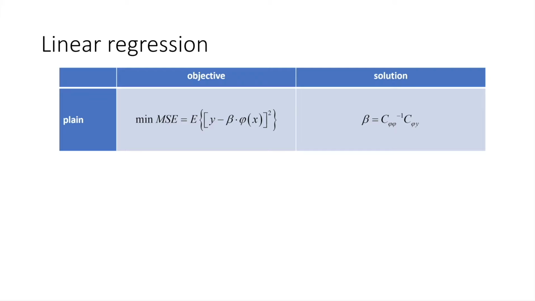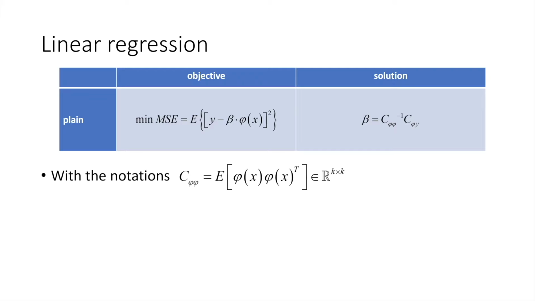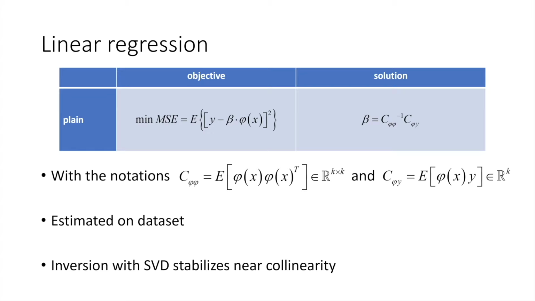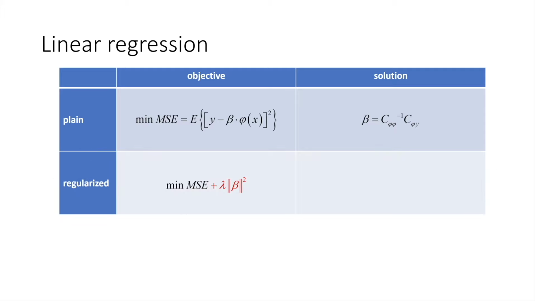Beta is the inverse of C phi phi times C phi y, where the two covariance matrices are estimated on the dataset, and the inversion is best performed with SVD to stabilize near collinearity. Linear regression is prone to overfitting.